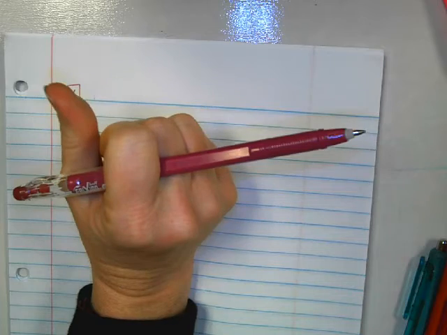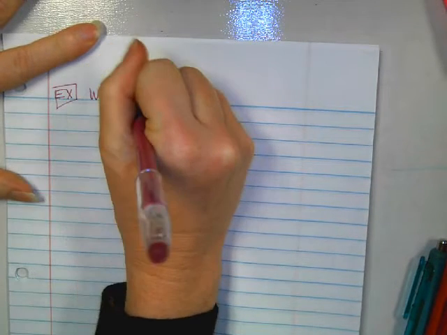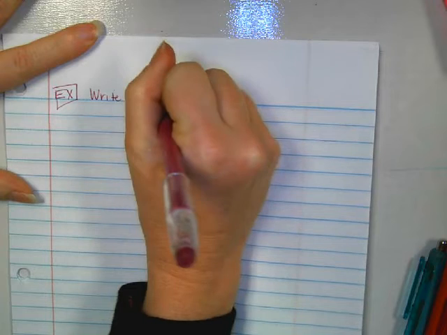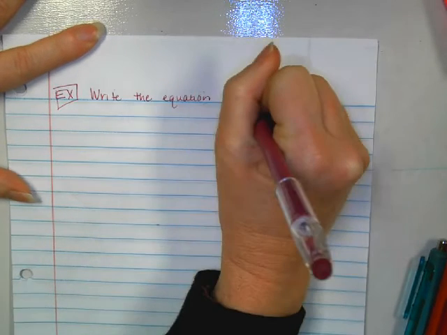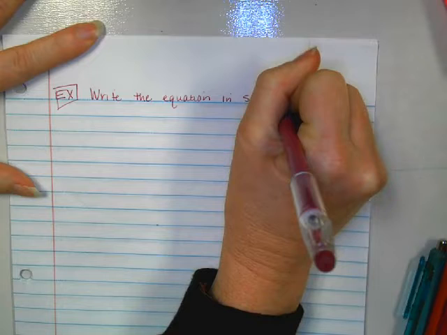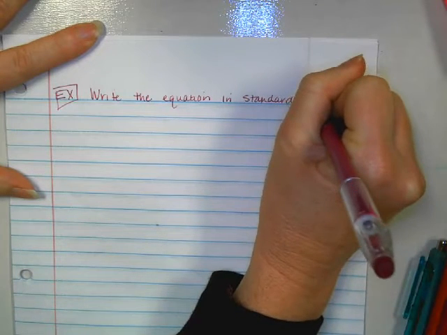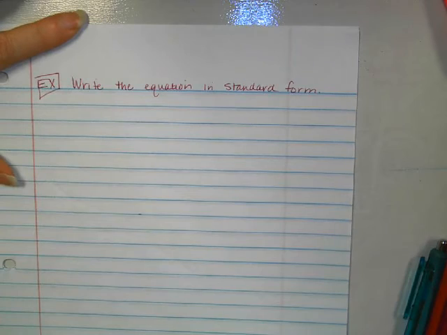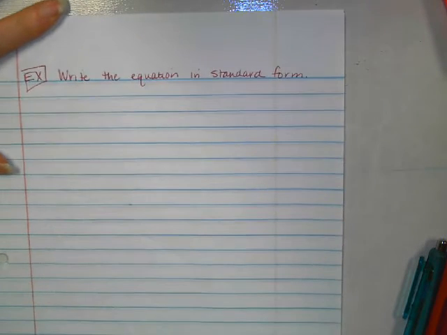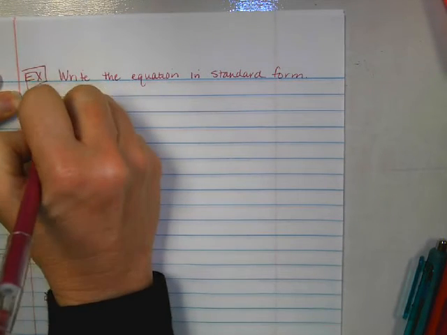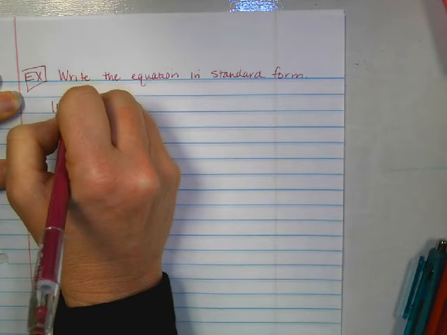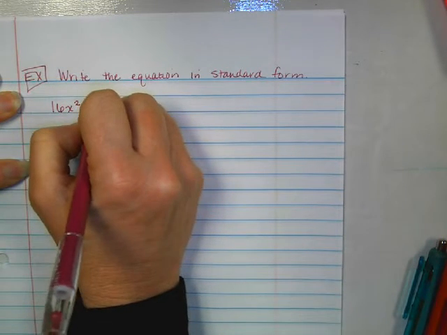Just 6. And this is 4. All right, got to write the equation in standard form. So, standard form of a hyperbola, what does it have to equal? 1.